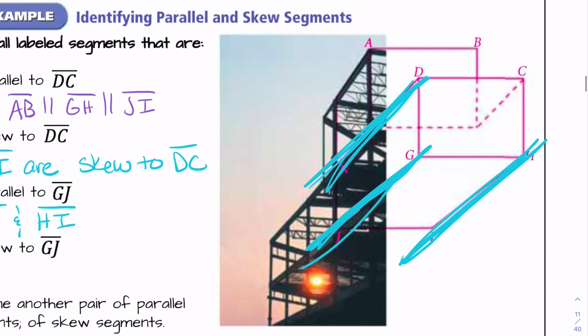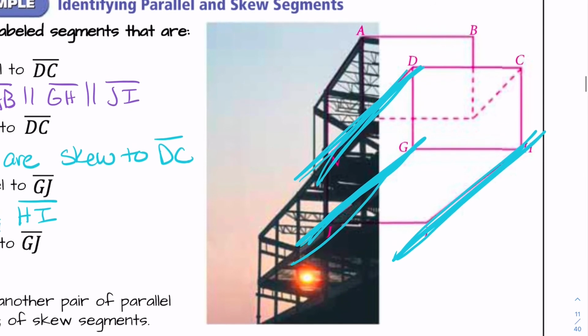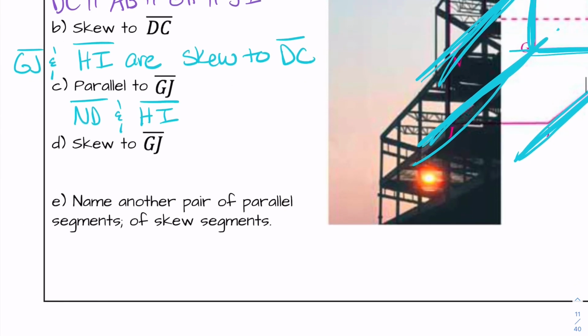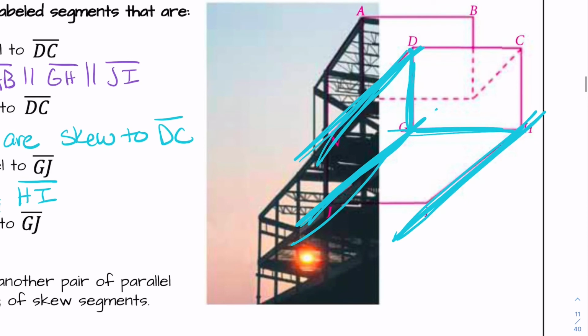What's skew to GJ? So let's see. Those are parallel, so we can't use those. These intersect. Oh wait, GJ. Oh, not that one. These intersect with it. So what is skew? It's actually going to be AB. It's going to be AB. It's going to be DC and CH.